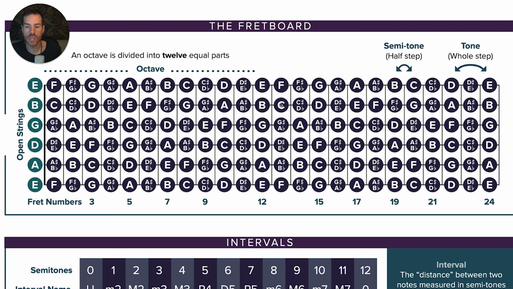What about C? B is the answer. What about F? E is the answer. What about B? A sharp is the answer. 7ths are easy. So let's keep cruising. We're going to do a few more.